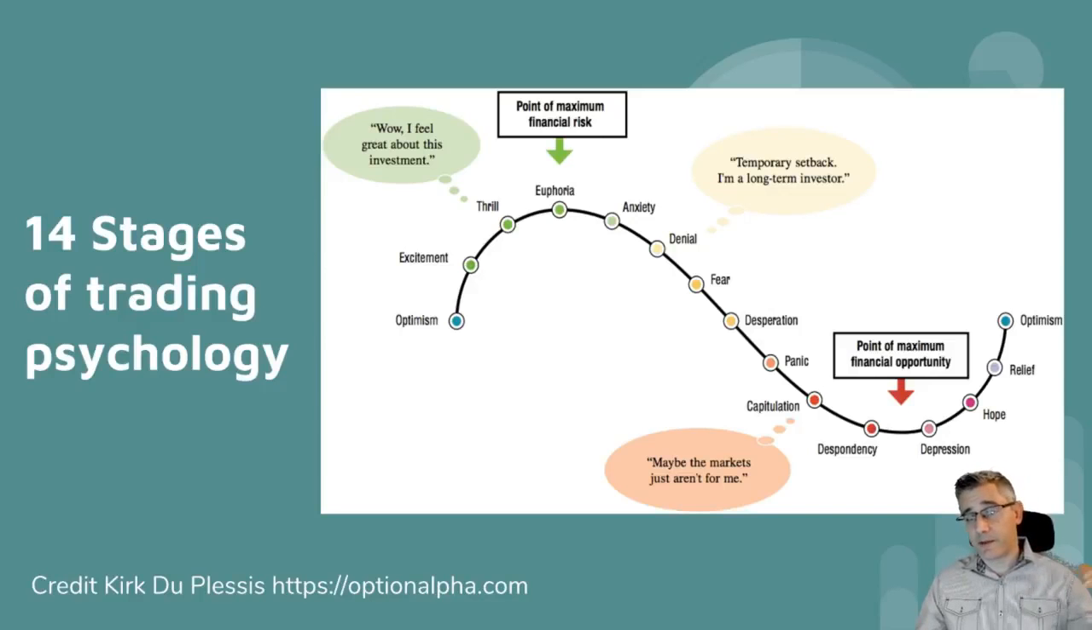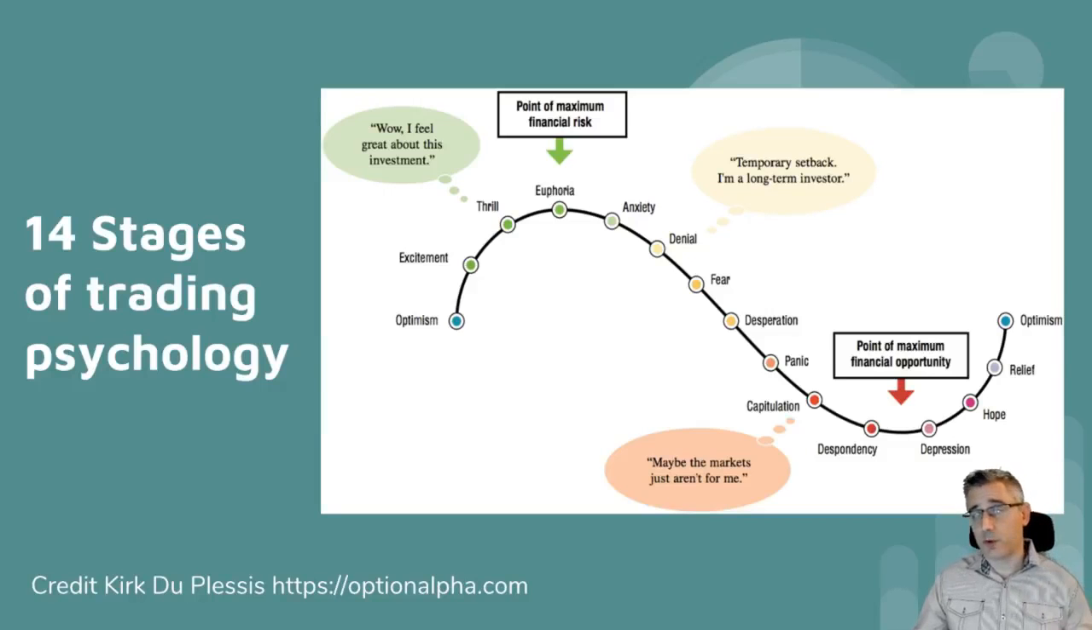Then on the downslide we have anxiety, denial, fear, desperation, panic, capitulation. Maybe the markets aren't for me, maybe I should get out, maybe I don't belong here. Then despondency, depression at the bottom, hope, relief, and then optimism as the markets turn around. And as you can see, if we swing over to the left, the pattern starts over again.